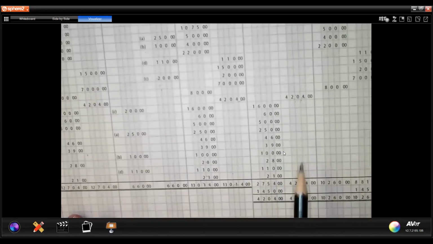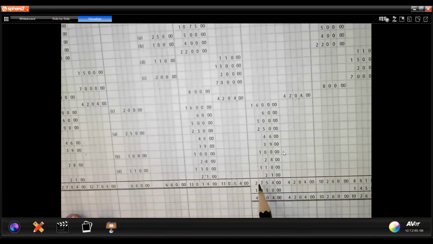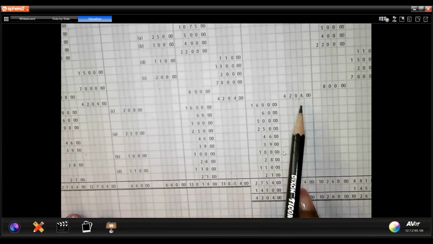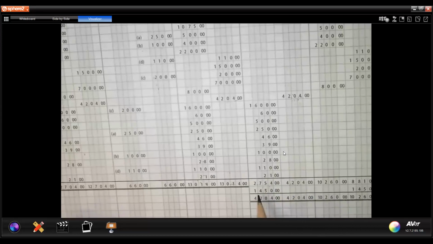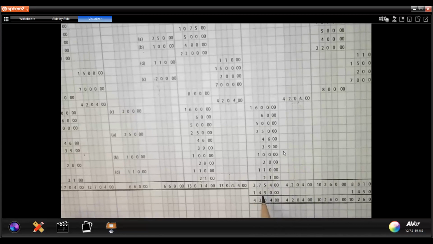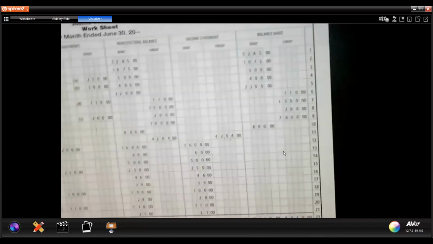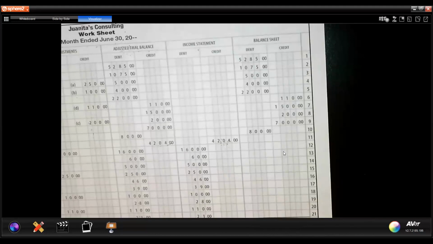So in this case, we can see that she had expenses totaling $2,754, but she had revenue totaling $4,204. So in this case, we can see that she had more revenue than she did expenses. Therefore, at the end of June, Juanita's consulting business had a net income of $1,450.